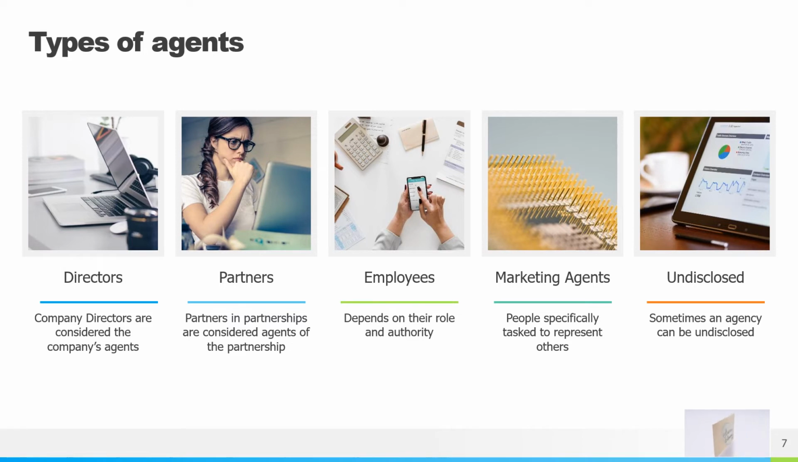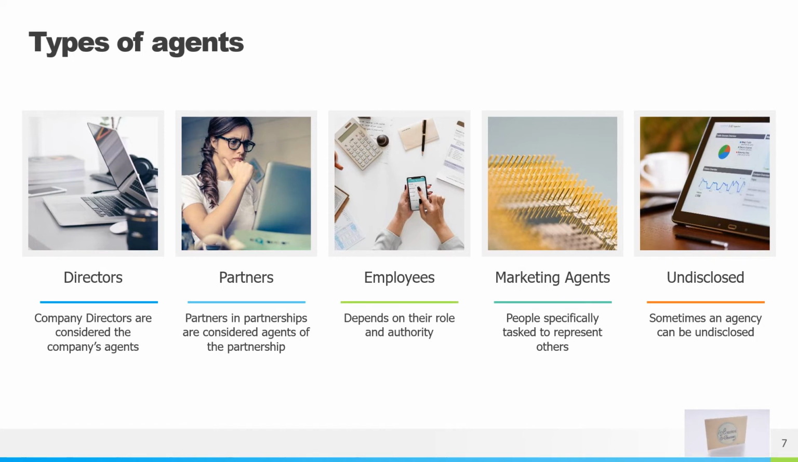If my authority is not obvious and I do something on behalf of somebody else and there is no reason why they would assume that I'm representing somebody else, then whatever contract has been made is between me and the person that I'm dealing with.